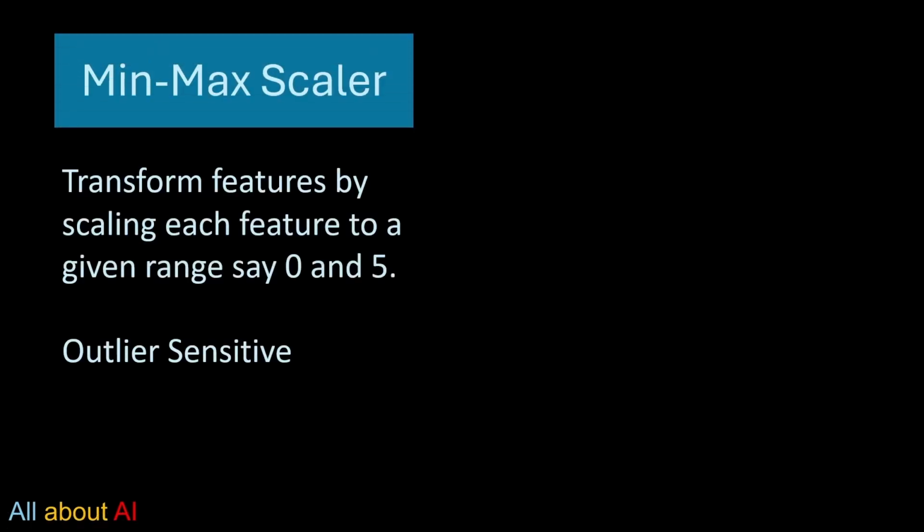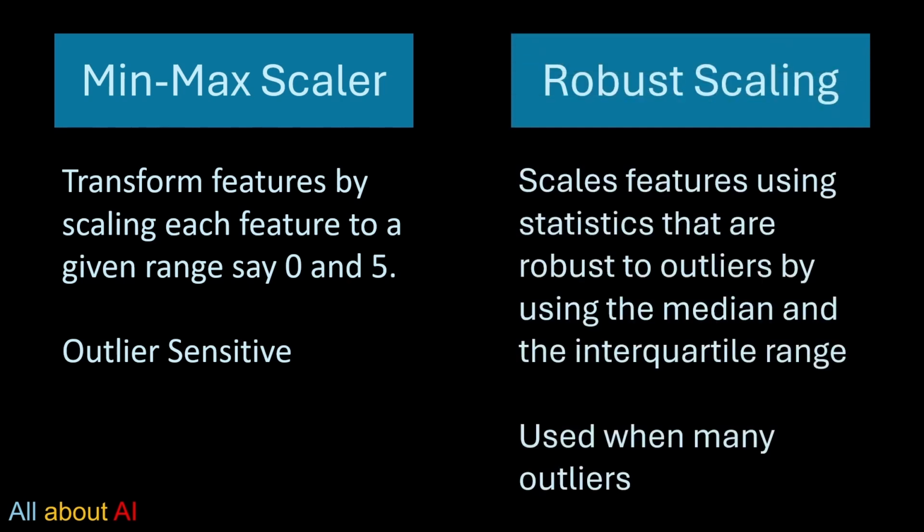Let's look into other scaling methods. Min-max scaler. This transforms the feature to a given range, say 0 to 5. But the only thing is it's very sensitive to outliers. Robust scaling. This scales features using statistics that are robust to outliers, which means it's primarily using the median or interquartile range to scale the data.